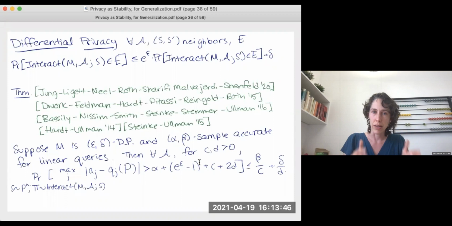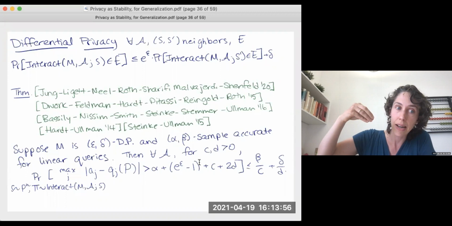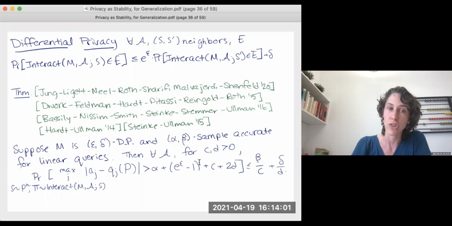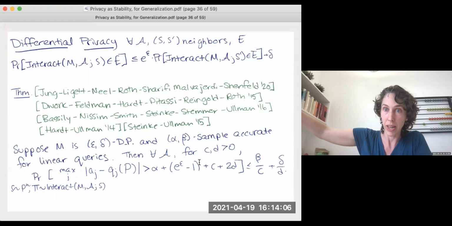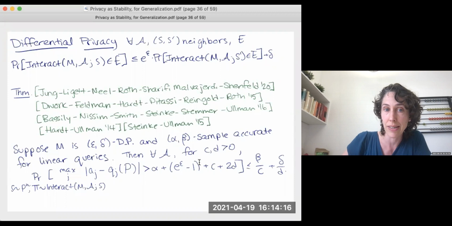So let me parse this guarantee and think a little bit about what this means. What does this guarantee say? It says with high probability, where again the randomness is coming from the sampling of the data set and from the randomness of the M and the A, the answering and the asking of the questions, worst case over all of the queries that get issued and answered, the answer that we give and the answer to that query on the underlying distribution from which the data set is sampled differ by not more than what?